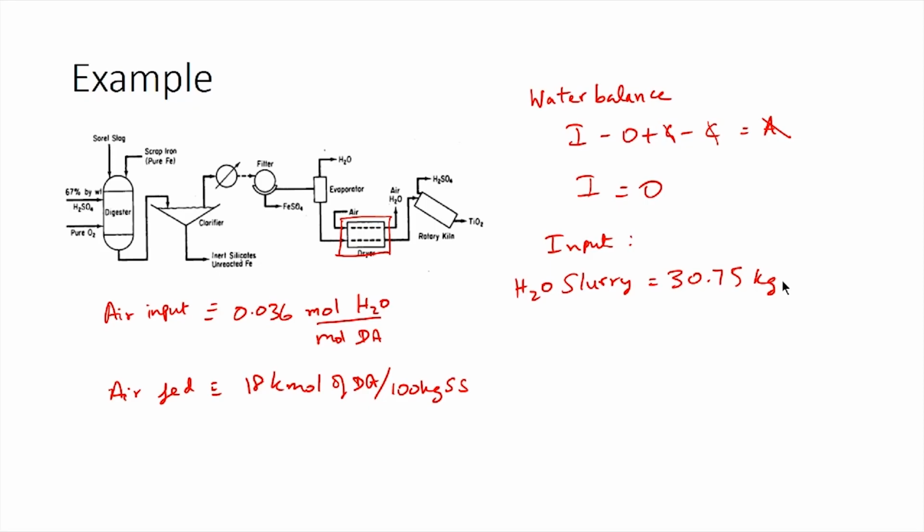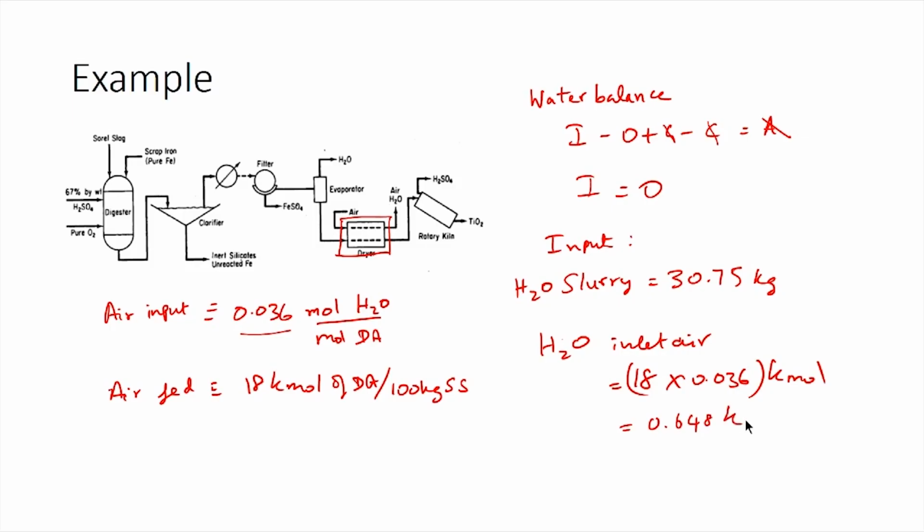So, we know that there is 0.036 moles of water per mole of dry air, and we have also been told that 18 kilomoles of dry air is fed for 100 kilograms of swirl slag. As we have 100 kilograms of swirl slag as the basis, 18 kilomoles of dry air has been fed. Water in the inlet air would be equal to 18 times 0.036 kilomoles. So, this equals 0.648 kilomoles.